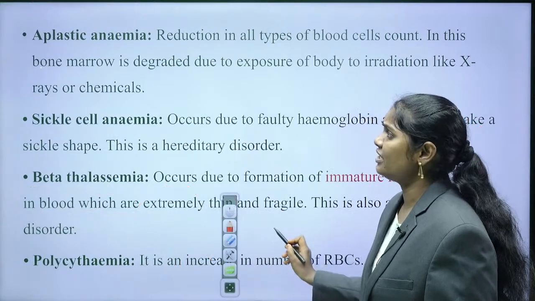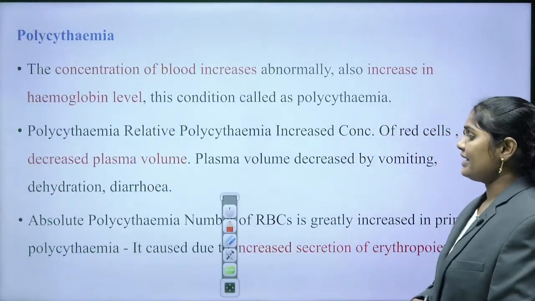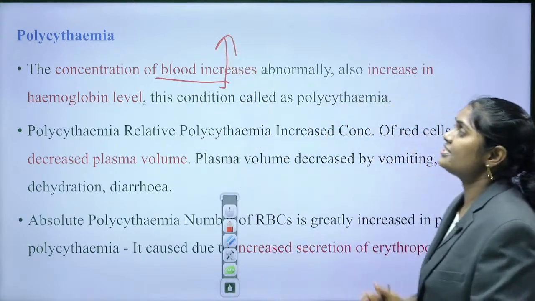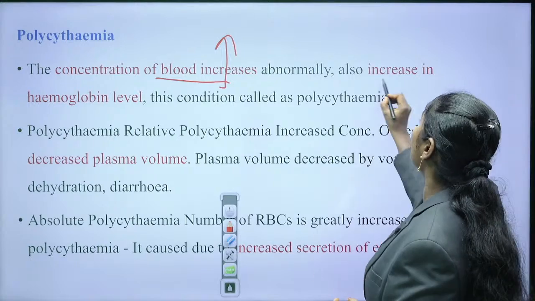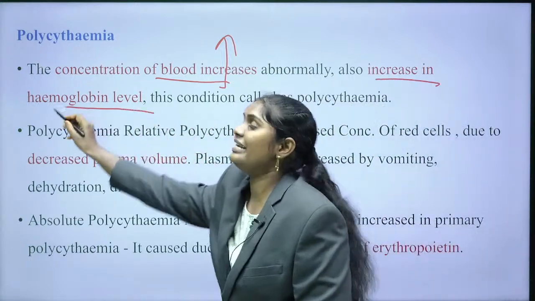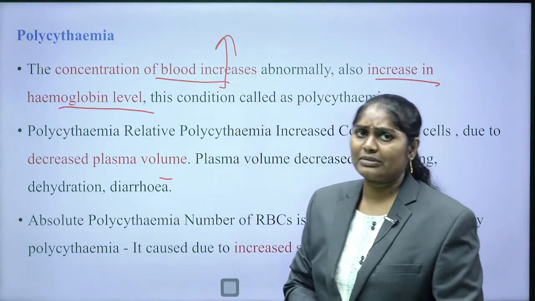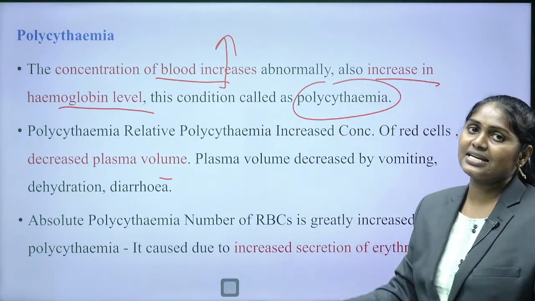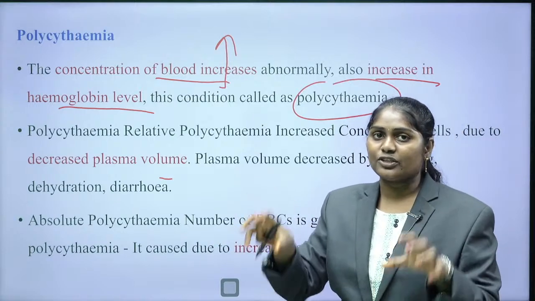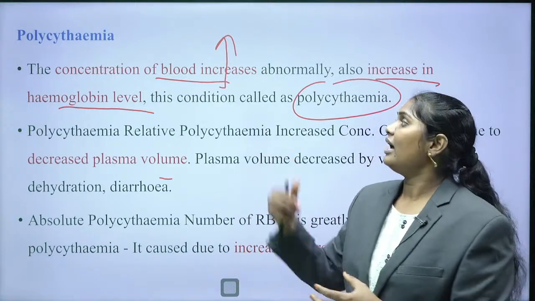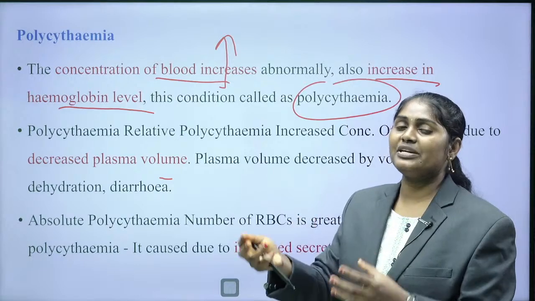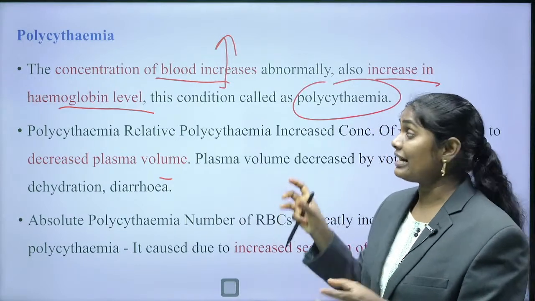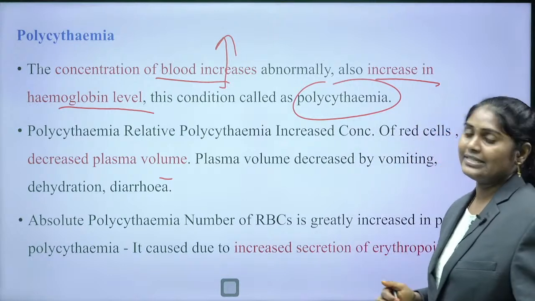That is polycythemia. Polycythemia is nothing but an increase in blood; the concentration of the blood is increased. So the hemoglobin level is increased so much in this. If RBCs are increased, the RBC cytoplasm itself contains hemoglobin. That means hemoglobin concentration is also increased. That condition is called polycythemia.